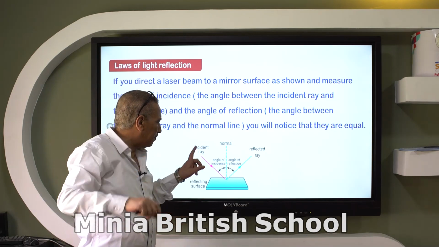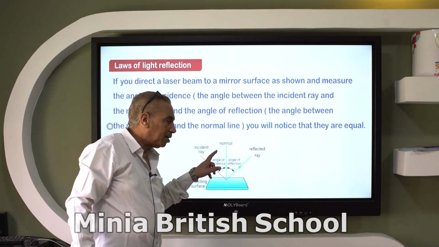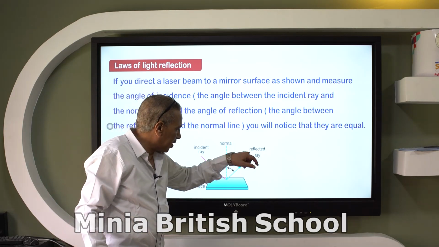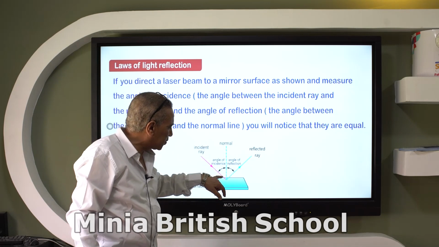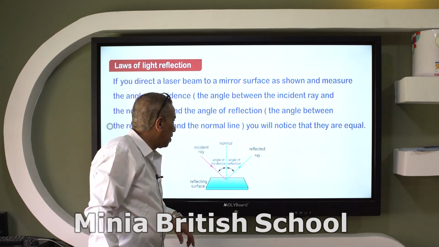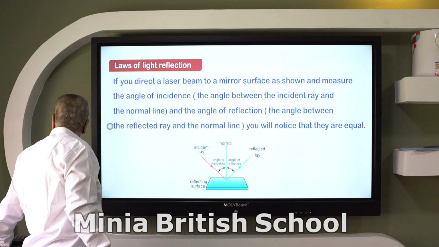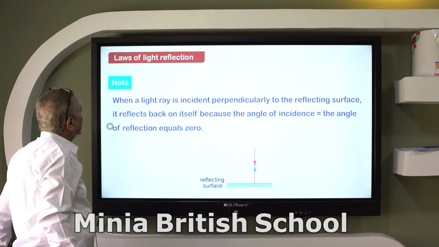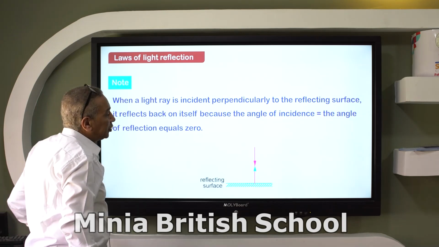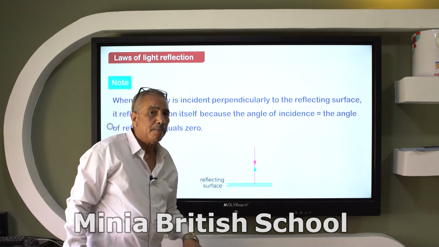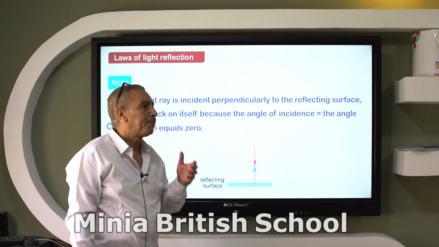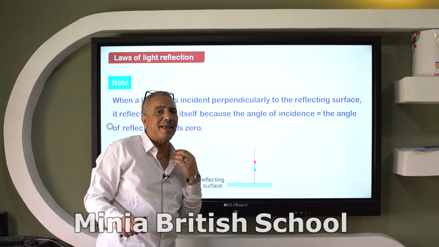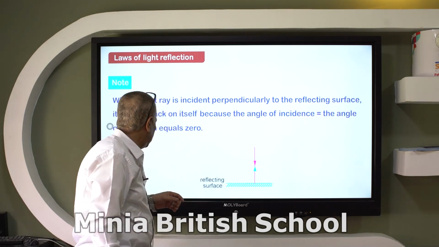The first one of them is the value of the incident angle equals the value of the reflected angle. The second one, the incident ray, reflected ray, and the normal are all in the same plane at the point on the reflecting surface, and these are the two laws of reflection. If the light ray falls perpendicular on the reflecting surface, it reflects on itself, and in this case the incident angle will be equal to the reflected angle, equal to 0.